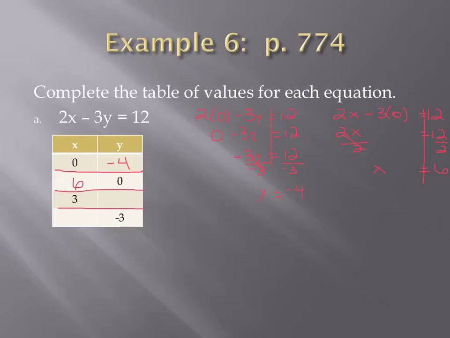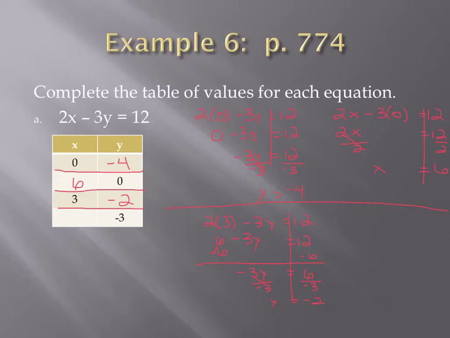We'll work this out again with x is 3. So 2 times 3 minus 3y equals 12. 6 minus 3y equals 12. Subtract 6. Negative 3y equals 6. Divide by negative 3. And y is equal to negative 2.